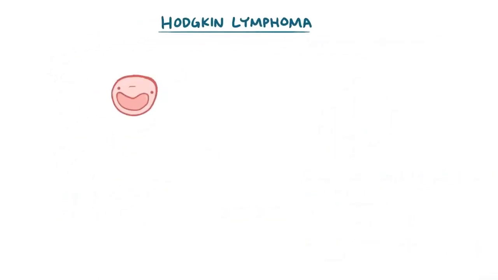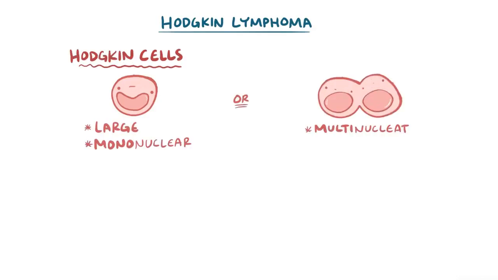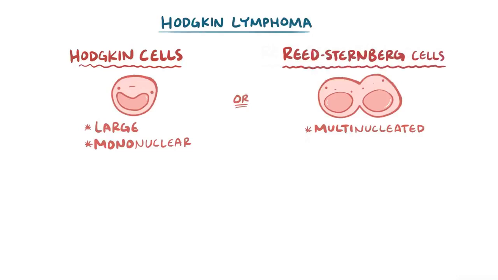In Hodgkin lymphomas, neoplastic cells are large, mononuclear cells called Hodgkin cells, or multinucleated cells called Reed-Sternberg cells. Classically, the Reed-Sternberg cells are two cells that are fused together, forming a large cell with two nuclei, which looks kind of like owl eyes.